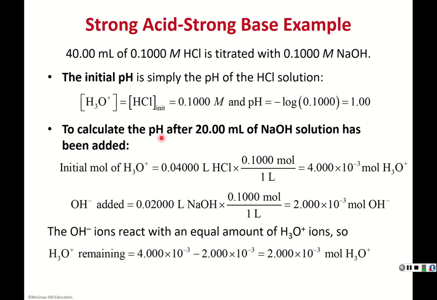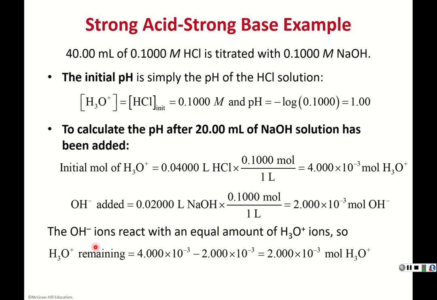Okay. Now if we want to calculate the pH after 20 mLs of sodium hydroxide has been added, how do we do that? Well, we need to know how much of that acid has reacted with the base that's been added. So the initial moles of H3O+ would be 0.04 liters times our initial concentration, which would be 4 times 10 to the minus 3 moles. Okay, we've added 20 milliliters, 0.02 liters, times 0.1 moles per liter, the same concentration. Our base has the same concentration as our acid. So that is 2 times 10 to the minus 3 moles.